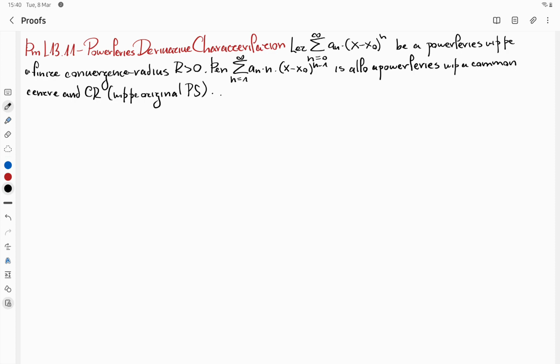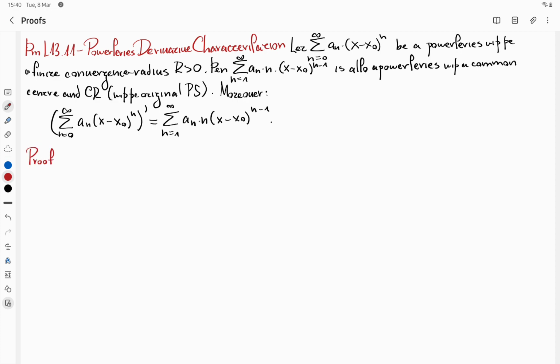Okay, moreover, and this really is the heart of the claim, the derivative of the sum is equal to the other sum, or the other series, right? Now this is amazing. Okay, how do we prove this? Well, the proof is surprisingly not that hard. We shall have it finished in a few minutes.